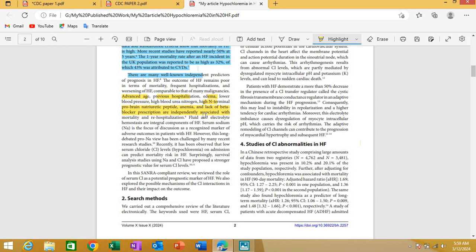Now I'm shifting gears, and I'm talking about fluid and electrolyte homeostasis. Now coming to my focus, serum sodium and so on. Actually, this third paragraph is a continuation of the second paragraph of the unknown literature. But in the middle of this third paragraph, I'm saying that recently it has been observed that low serum chloride on admission can also predict risk of mortality. And surprisingly, survival analysis studies showing that sodium and chloride have proposed a stronger prognostic value than the chloride level.